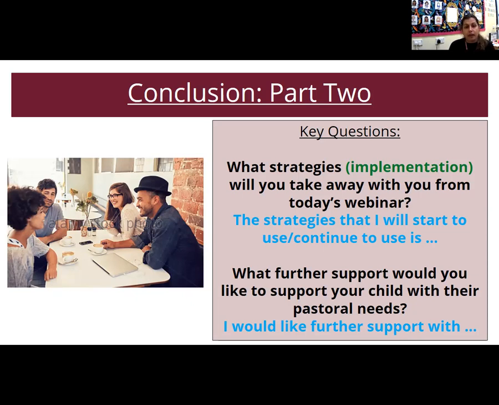From that, you might have a specific question that you want to ask me once I stop recording, which is absolutely fine, and we can talk about that. And if there's any further support or resources that you would like to support your child with their specific pastoral needs. And like I said with the visual timetable, if you need support with one particular task, please do contact me and we can work through a timetable together.